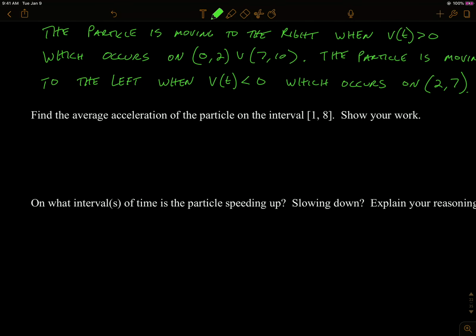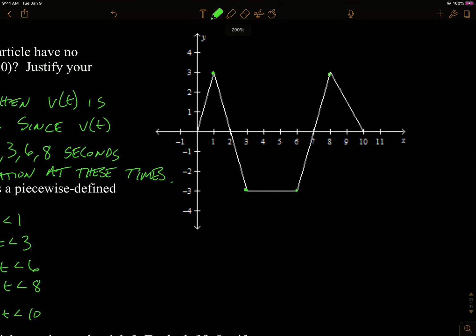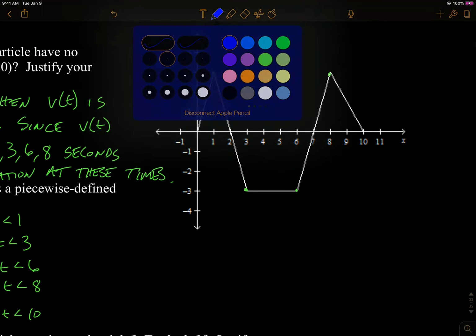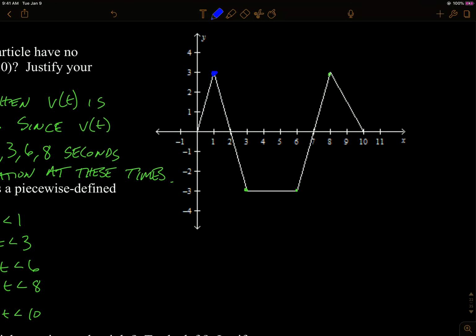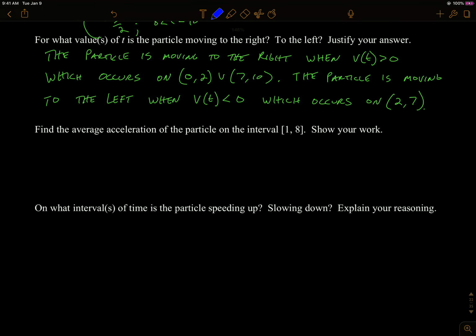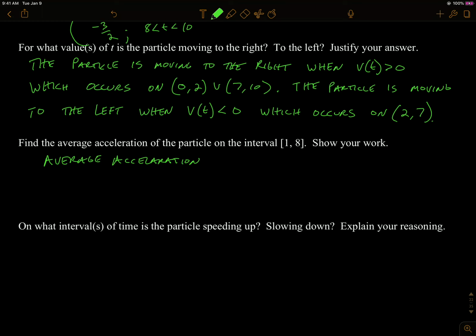Find the average acceleration of the particle on the interval 1 to 8. Show your work. So now we're looking for the average from 1, which is up here, to 8, which is right there. So the slope of that line is going to be 0. But let's do it out. So the average acceleration, because remember, acceleration is the slope of velocity. So we're doing the average slope, or average acceleration.